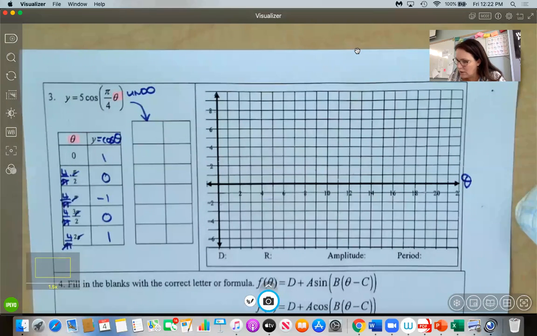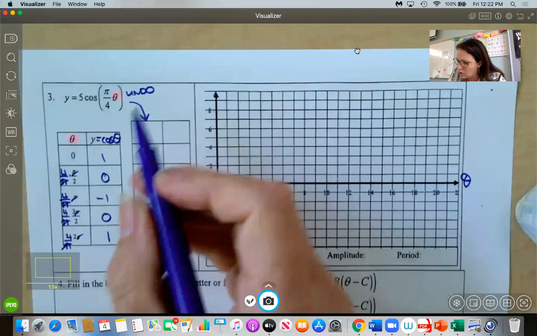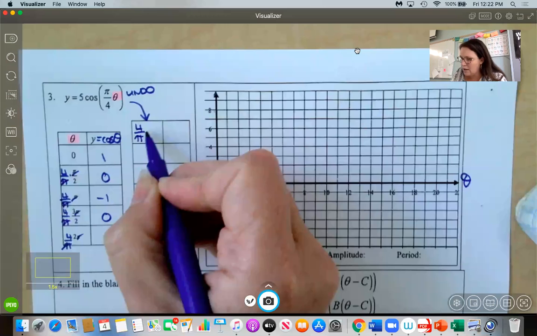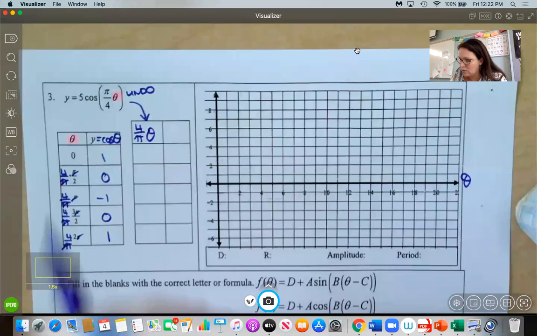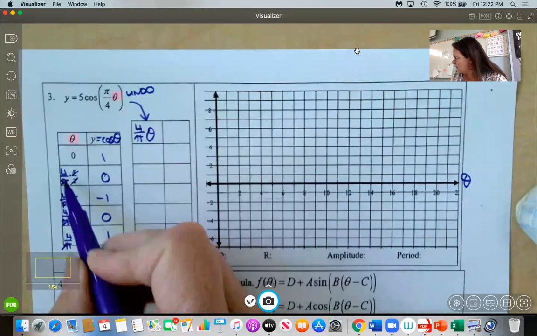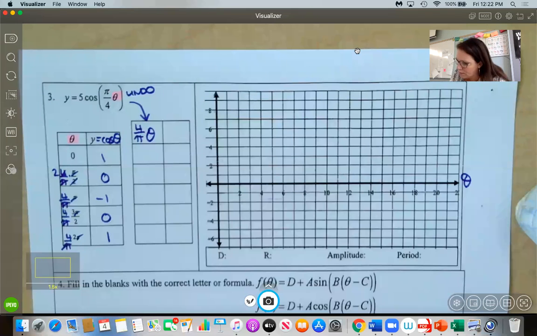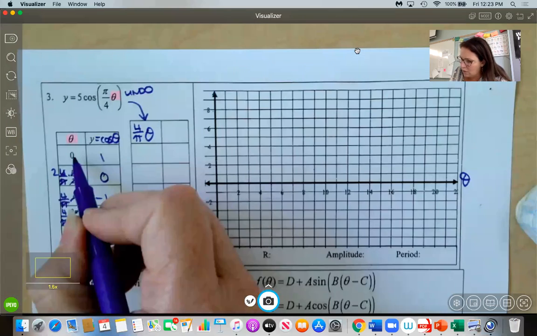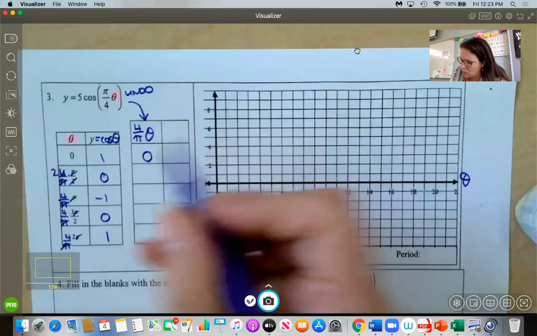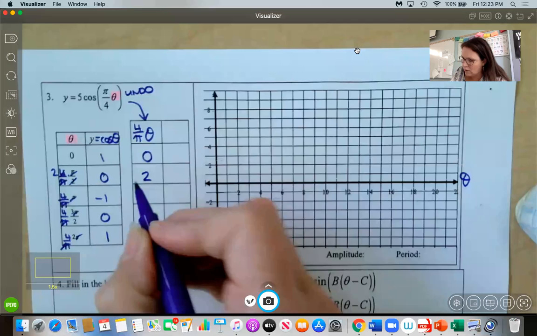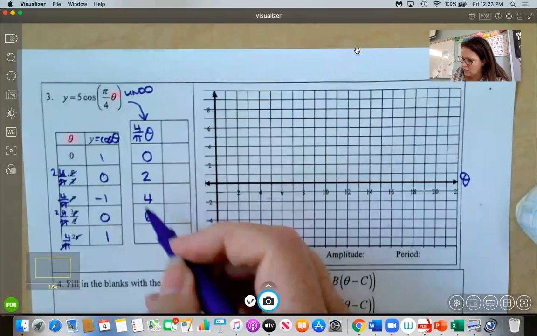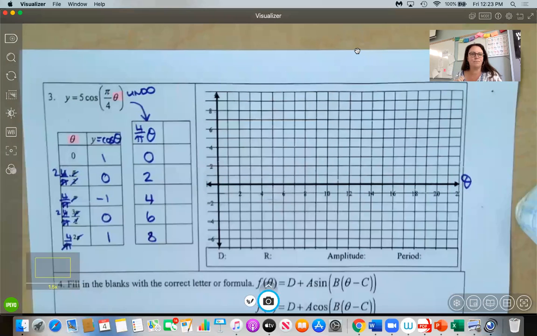So let's simplify the rest of this. Again, we're going to do 4 over pi times theta. That's what we're doing. So if we multiply here, we can also cross cancel that one, and it's going to give us a 2. Oh, sorry, let's do the first one. I'm sorry, 0. And then we'll have a 2, and then this one's going to be a 4. This one's also going to cancel. It's going to be a 6. Again, you'll notice there's a pattern here, so the next one has to be an 8.